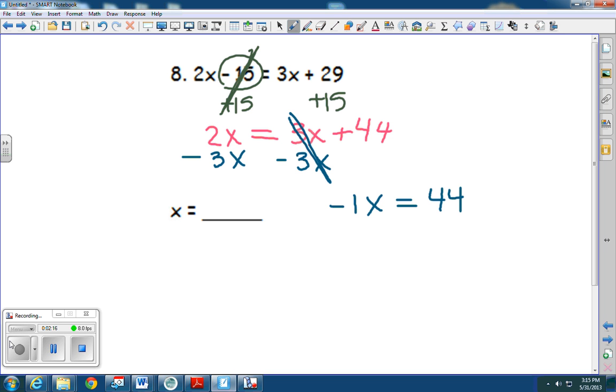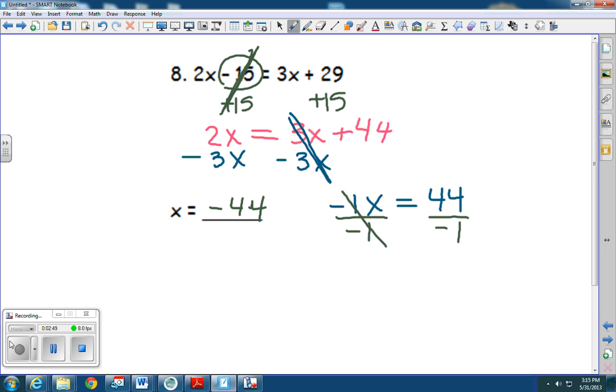We have one step left. X is still not by himself. He's still not all alone. So we have to do the opposite of what's being done to it. Right now, x is being multiplied by negative 1. So what's the opposite of multiplication? It is division. Whatever you do to one side, you have to do to the other. The negative 1 goes away, and you do 44 divided by negative 1, which you realize will just make it negative. So our final answer is going to be x equals negative 44.